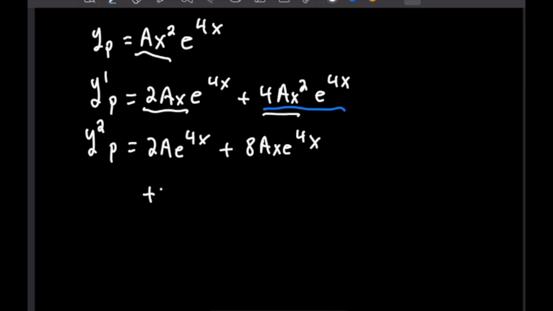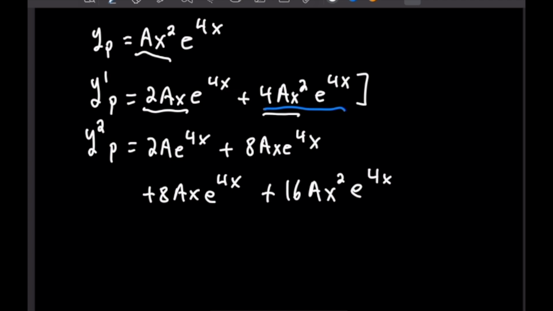So we'll have plus 8ax times e to the 4x. And then lastly, we will take the derivative of this last part here. So we'll have plus, that'll bring down a 4, 16ax squared e to the 4x. So we want to plug that into our differential equation here.